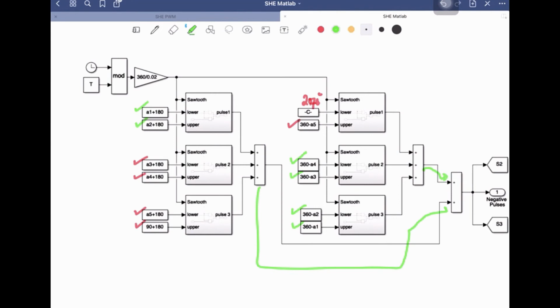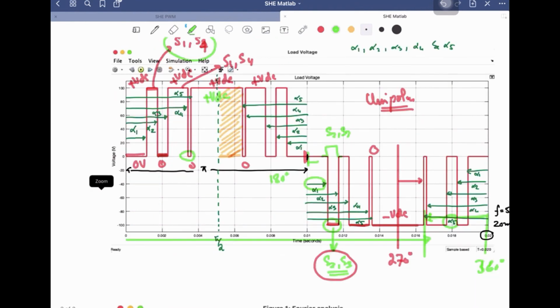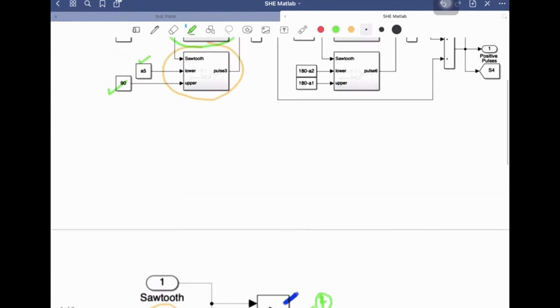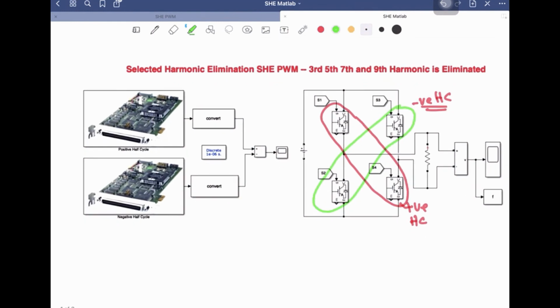Which set of switches? The switches S2 and S3. Those will be applied to these switches S2 and S3. We have generated the pulse set for this one, right? So now if you apply these gate pulses from here, the positive half cycle pulses will be coming from this block, and the negative half cycle pulses will be coming from this block.